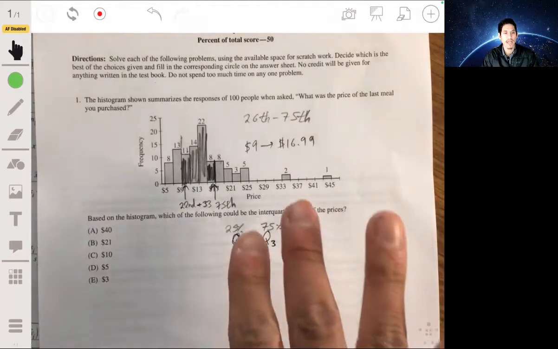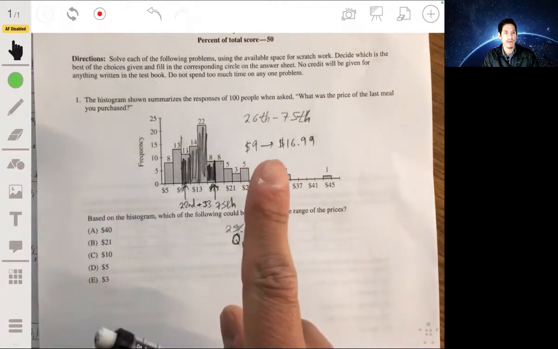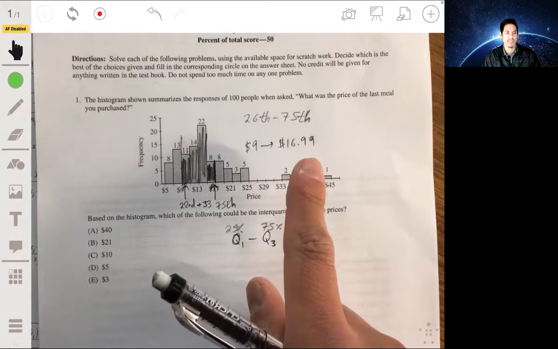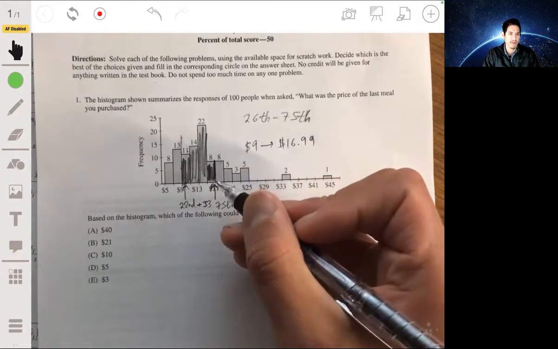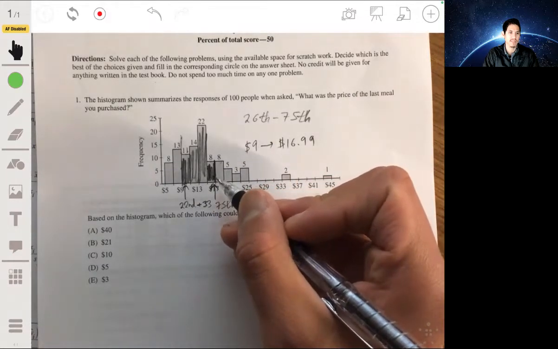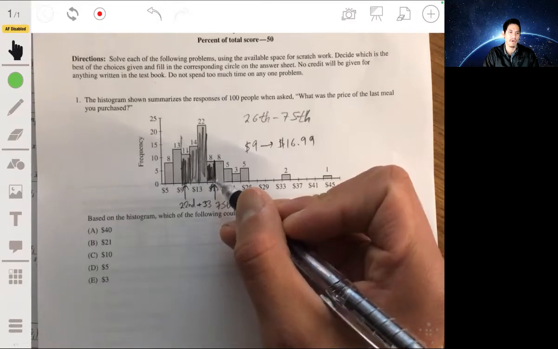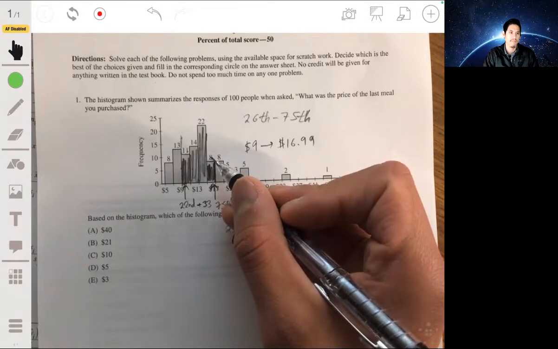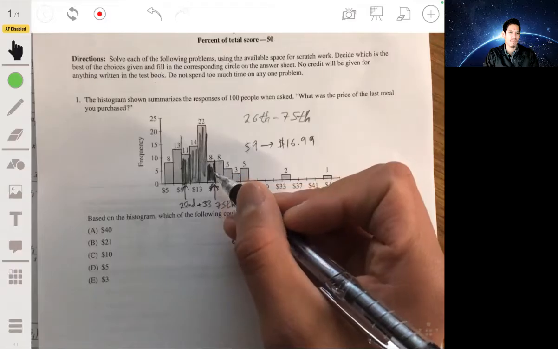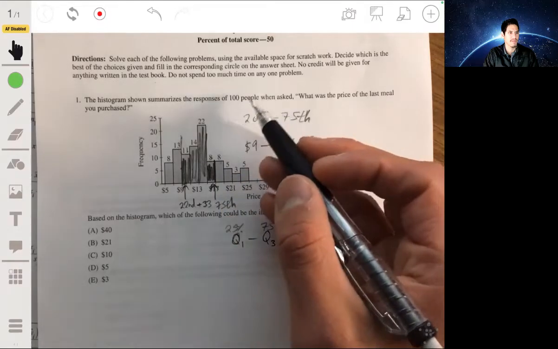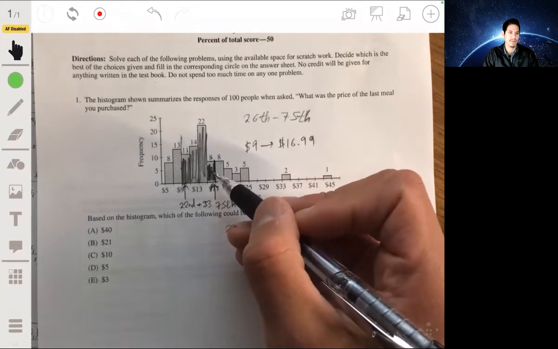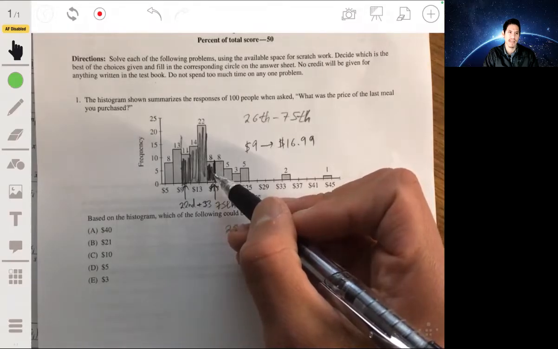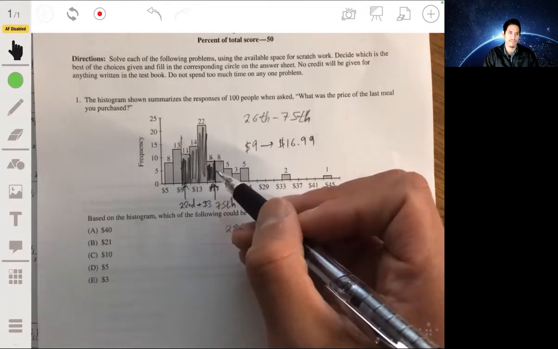Now, that doesn't mean that every value from $9 to right before 17 is contained. Remember, this goes from 15 to less than 17. So maybe it just stops at 15. Maybe all these 8 people paid $15 for their meal. Doesn't mean that any of them had to even pay 16 or 17.